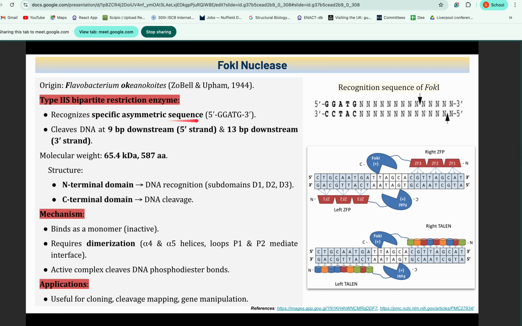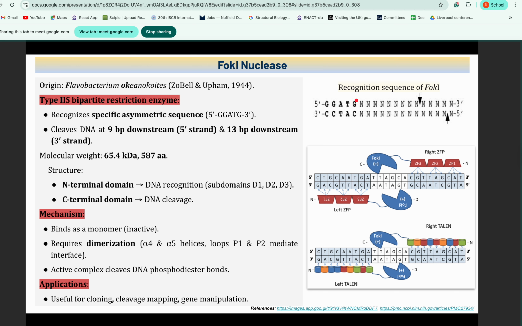So it recognizes a specific asymmetric sequence which is GGATG, 5 prime to 3 prime. Whenever we read a 5 prime strand, it will be GGATG. And this direction is important because if you search it in the 3 prime to 5 prime strand, you will not find this sequence. In the 3 prime strand, it will be CCTAC because both of the DNA strands are complementary to each other. So if you read the DNA strand from 5 prime to 3 prime, the sequence is GGATG. This particular sequence will be recognized by FOC1 nuclease.